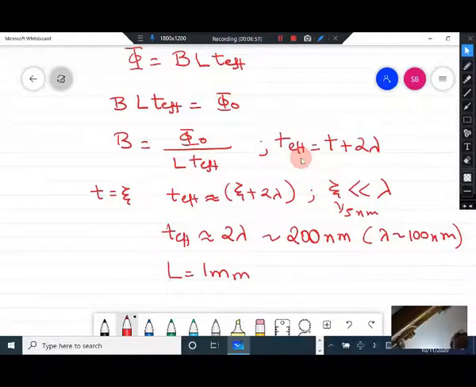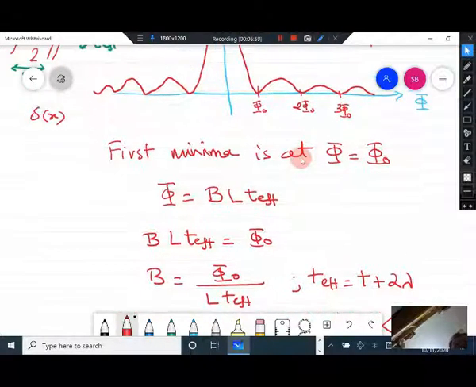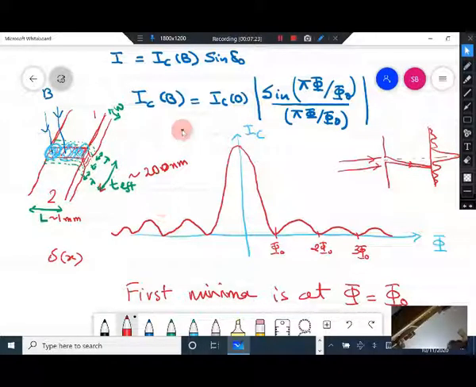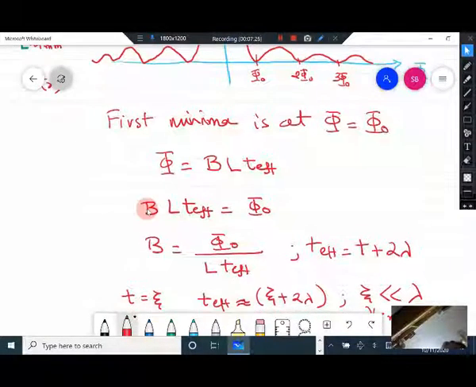So in this figure, this T effective is about 200 nanometers, and this length is about 1 millimeter. So therefore the magnetic flux, which is just B into L into T effective, that is what we had done, and that is equal to phi naught.